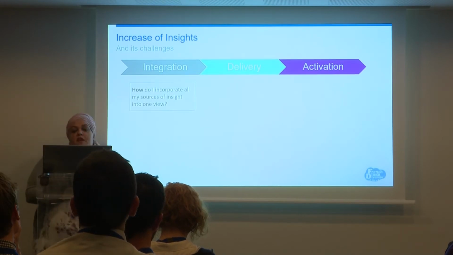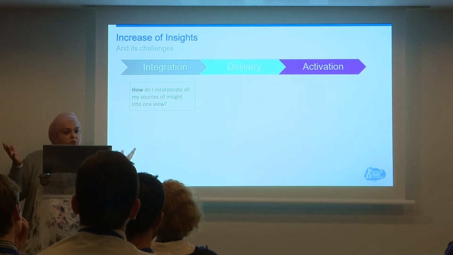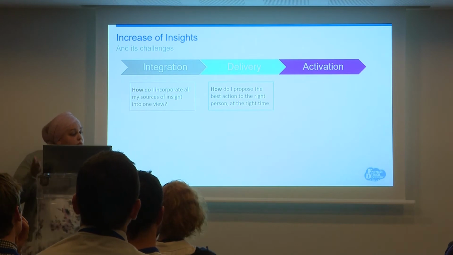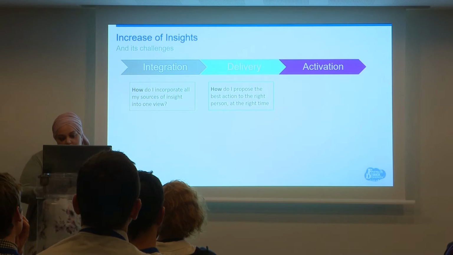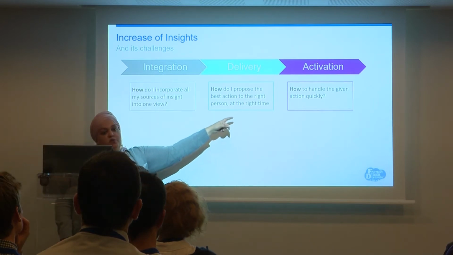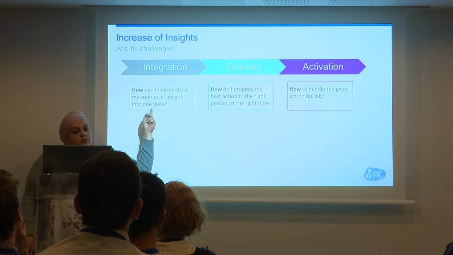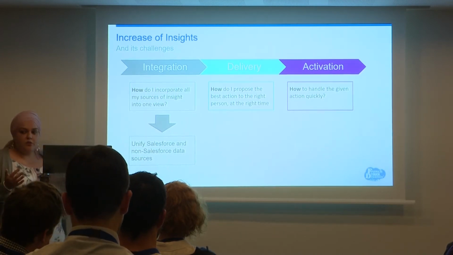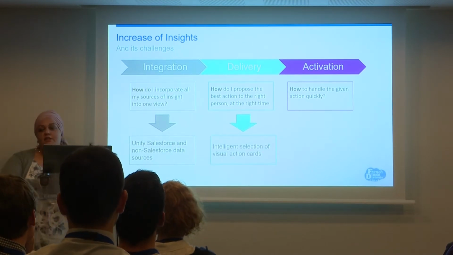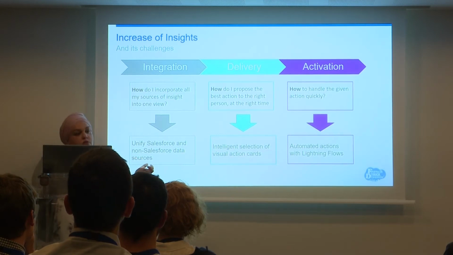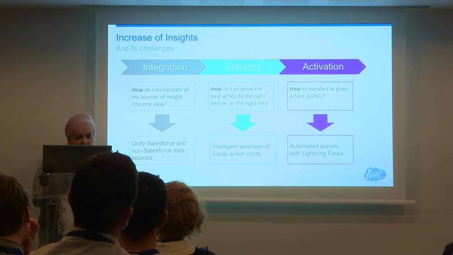So the tricky question is, how do I incorporate all these recommendations in a single view? And second, when I have all the recommendations in a single view, how do I propose the best action? The best action to the right person at the right moment. And third, when I have the recommendation, how do I handle it quickly? It's in response to these three items that Salesforce created the Next Best Action, because it gives you a unified model of your Salesforce and non-Salesforce information and recommendations. It displays an intelligent selection of visual cards in an ergonomic way. And it uses Lightning flows to give you a quick action on your recommendation. Clear? Okay.